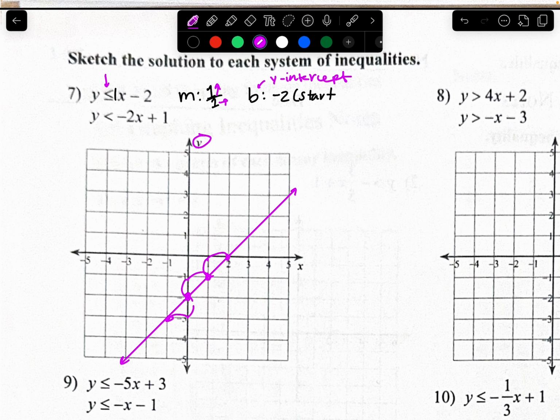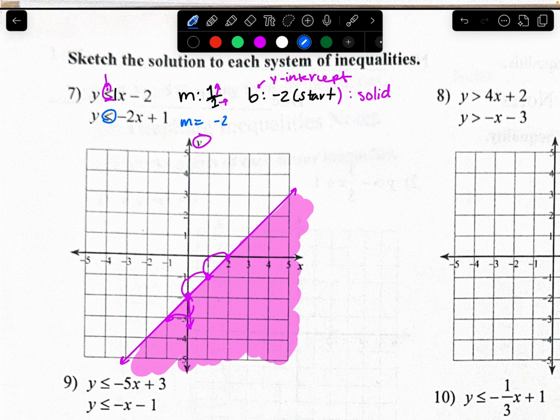Okay, and since it's a line underneath, it's gonna be solid. Okay, and it is not eating my y, so I am going to shade below. It's not eating the y. And then let's do the second one. Let's check. It's gonna be a dotted line.